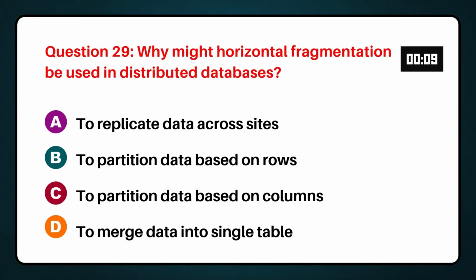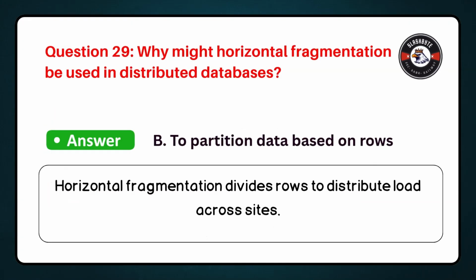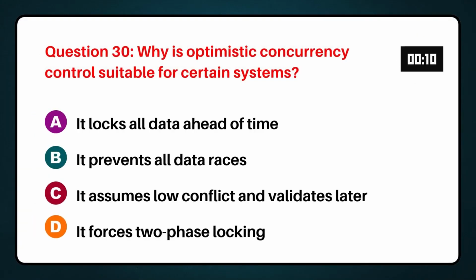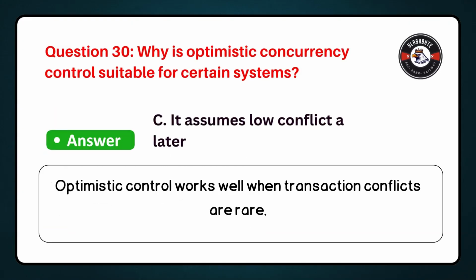Question 29. Why might horizontal fragmentation be used in distributed databases? Correct answer, B. To partition data based on rows. Question 30. Why is optimistic concurrency control suitable for certain systems? Correct answer, C. It assumes low conflict and validates later.